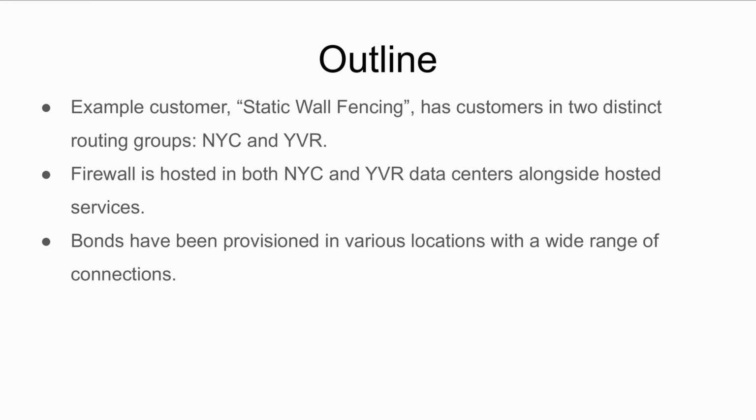This video will walk through a Managed Mesh configuration for an example customer with bonds in two separate regions, each with their own data center. Managed Mesh will be used to provide connectivity between the bonds, with dynamic routing to the data center network for failover and redundancy. A corporate firewall is hosted in each data center, alongside hosted services.